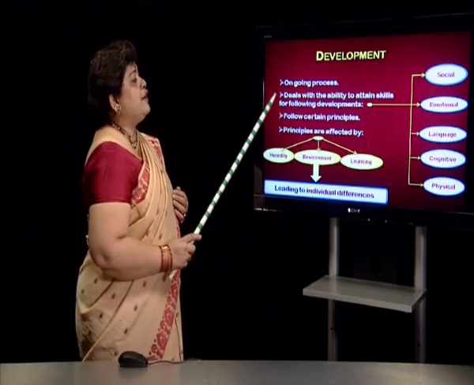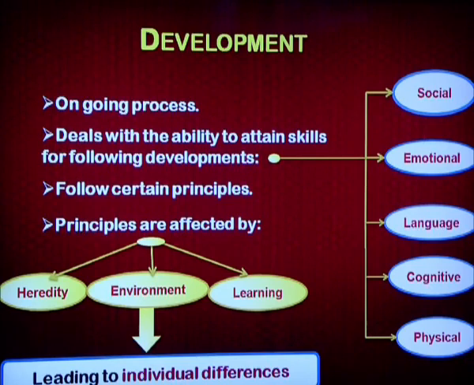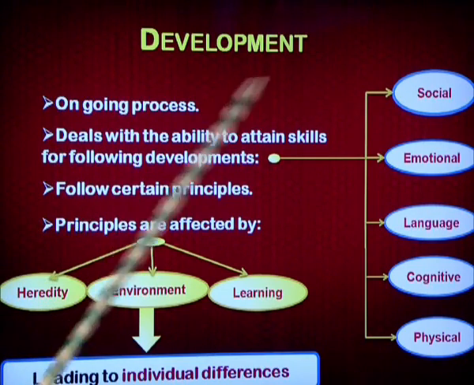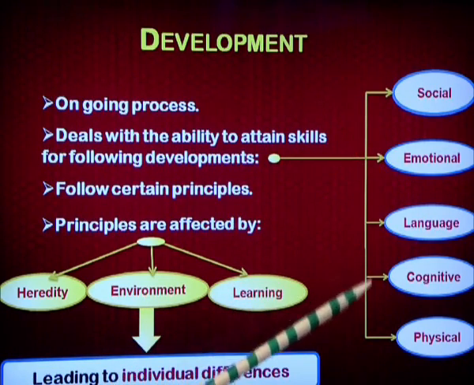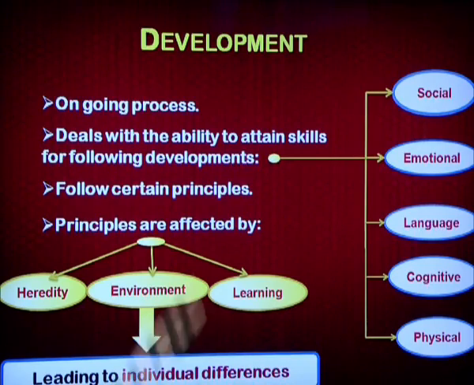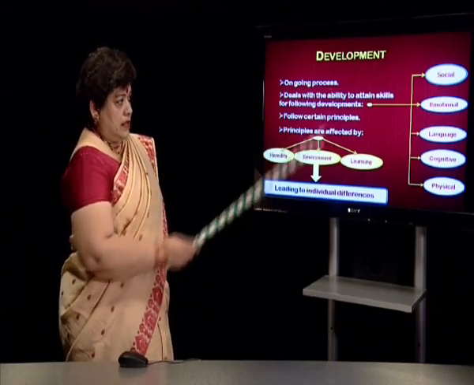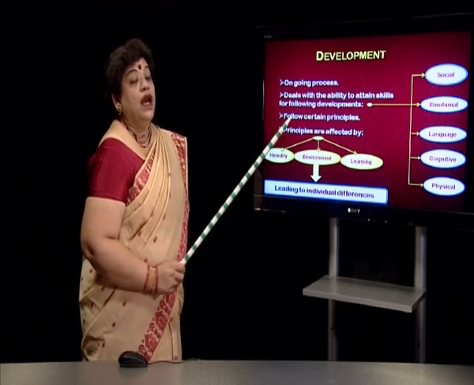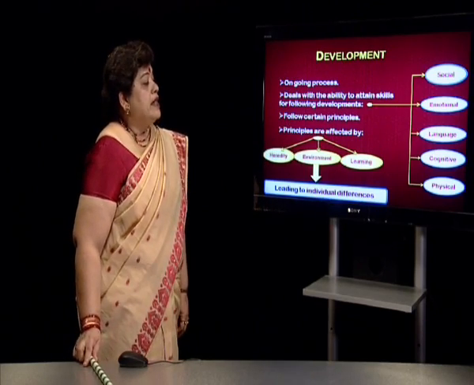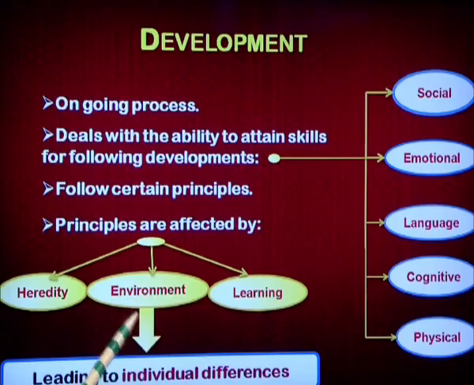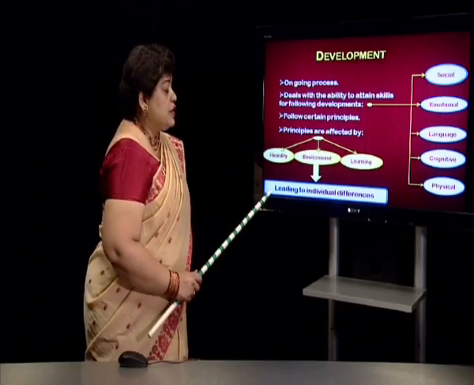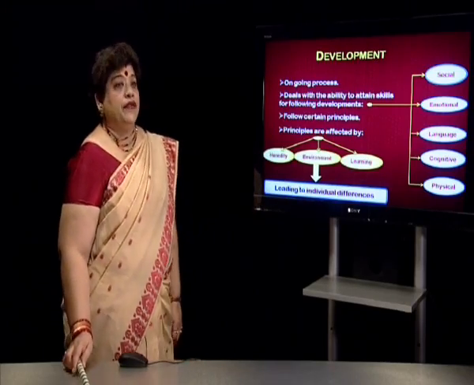The next important feature is development. Development, as I had said earlier also, is an ongoing process. It keeps happening throughout life and it deals with the ability to attain skills so that one achieves social development, emotional development, language development, cognitive development and physical development. All these various developments follow certain principles, and these principles, again like growth, are affected by heredity, environment and learning. And because of these three factors, you see what is called individual differences.